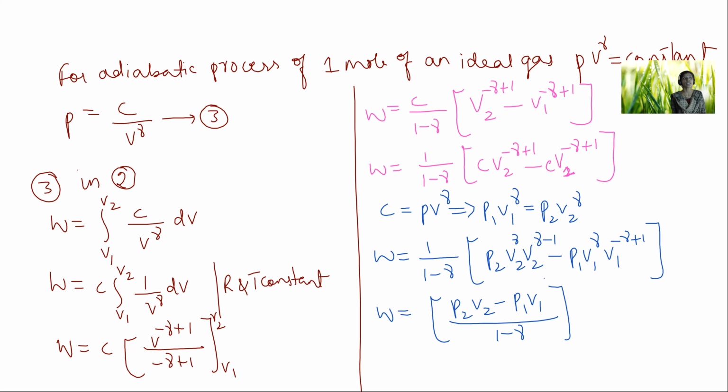we get 1 divided by 1 minus gamma, in the bracket C V2 raised to minus gamma plus 1 minus C into V1 raised to minus gamma plus 1. We know that C is PV raised to gamma, which we can write as P1 V1 raised to gamma is equal to P2 V2 raised to gamma. So W is equal to 1 divided by 1 minus gamma. Inside, look, P1 V1, and after substitution, what happens? So P1 V1 is equal to P2 V2. So in place of C, substitute P2 V2.